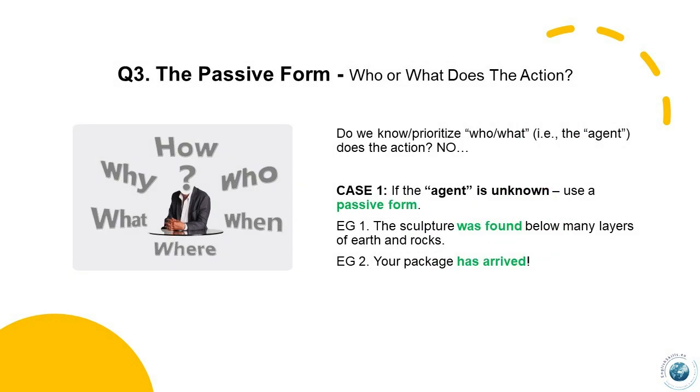We will now look at 3 cases to learn how to decide whether to use the active or passive forms. So here is the vital question to clarify. Do we know or prioritize who or what does the action? If the answer to that is no, we have case 1. If the agent is unknown, we use a passive form. Example 1. The sculpture was found below many layers of earth and rocks. Example 2. Your package has arrived.